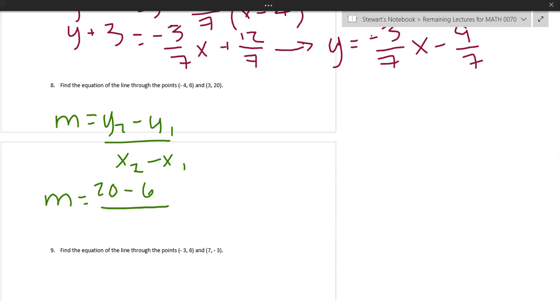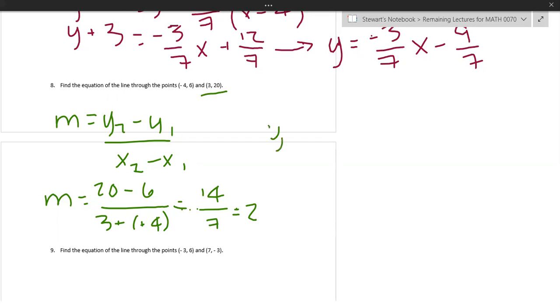We have 20 minus 6 over 3, because 3 is x2, minus a -4, which is plus a positive 4. So 20 minus 6 is 14, and 3 plus 4 is 7. So 14 over 7 is 2. So our slope is 2. And then now we can use point slope form. Just pick a point. I'm going to pick 3, 20.